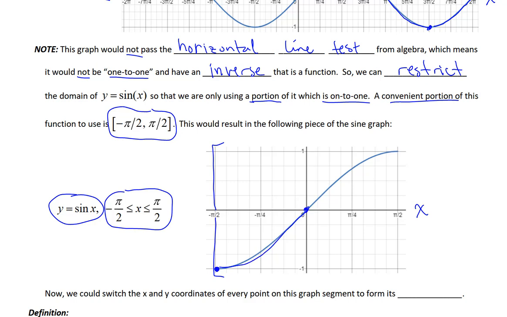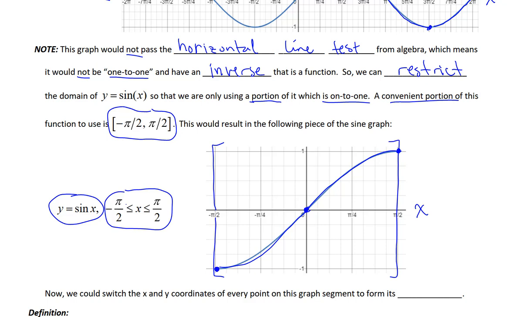It would hit 0, 0 in the middle, and then it would continue upward to the top, where this would be clipped on the right side at the point positive pi over 2 comma positive 1. Okay, so what we're doing is just focusing in on a certain portion of the regular sine graph. That portion is defined where x, the input, is from negative pi over 2 to positive pi over 2.